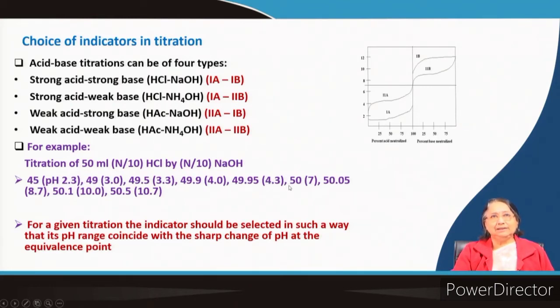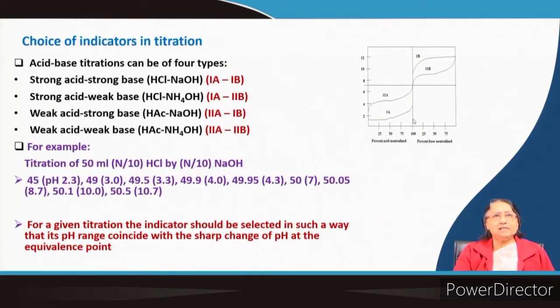Okay. Huge jump, and this has been shown by this curve 1A 1B. So, this is 1A and this is 1B. Here to here, huge jump. So, in this case where you are titrating a strong acid with a strong base, then you can choose any indicator, all indicators will fall in this range. It is a huge range, right. So, you can choose any indicator.